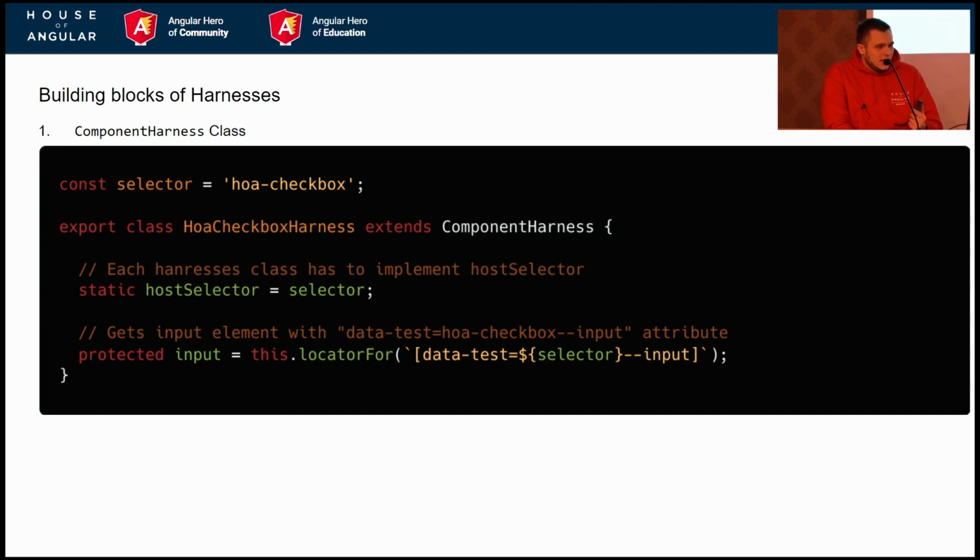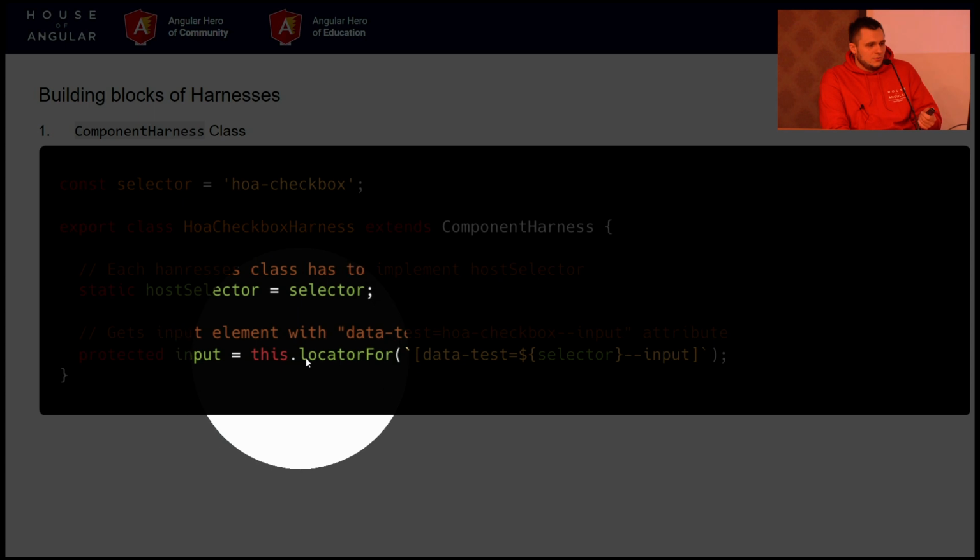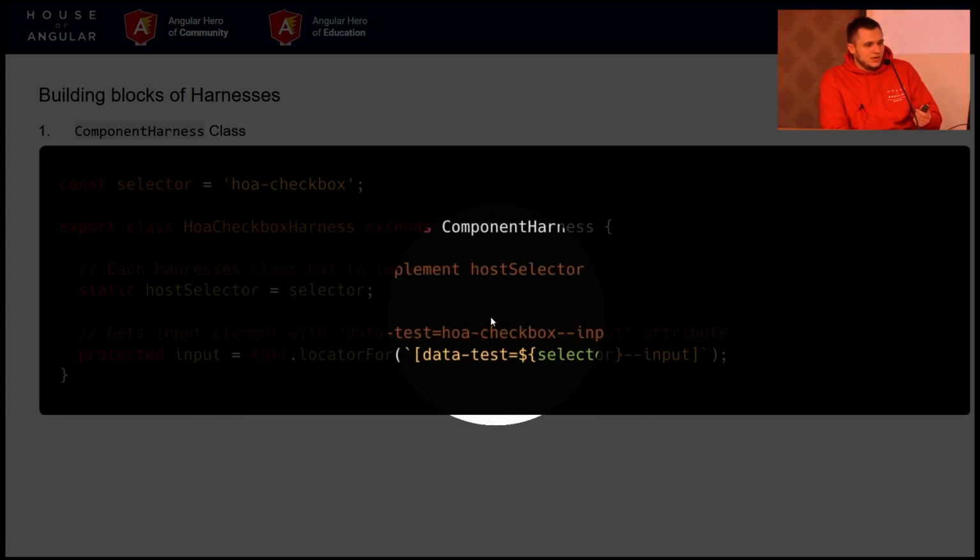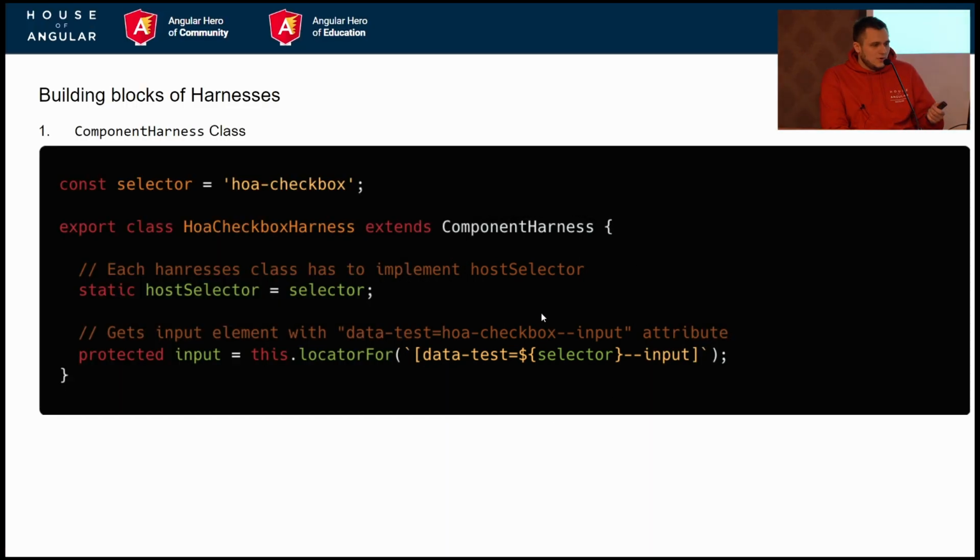And below, as you can see, I just use this locatorFor, and I am looking for the item which has the attribute data-test equal to my selector, which is hoa-checkbox--input. So I even write it there, what kind of attribute I'm looking for. So I'm looking for an element with that attribute. And in scope of the protected input, I have the function which will return this element. In scope of the promise, it will reject the promise if it does not find the element.